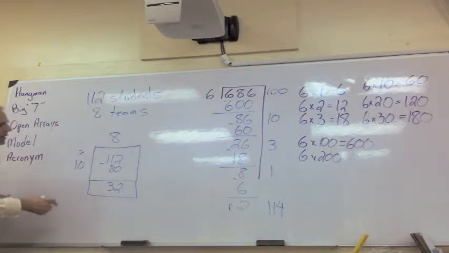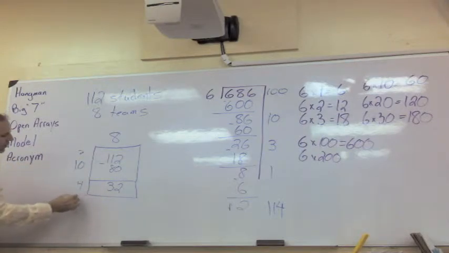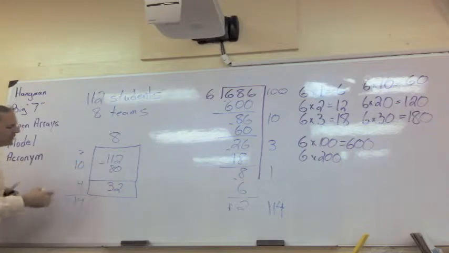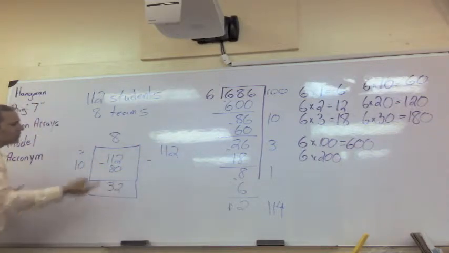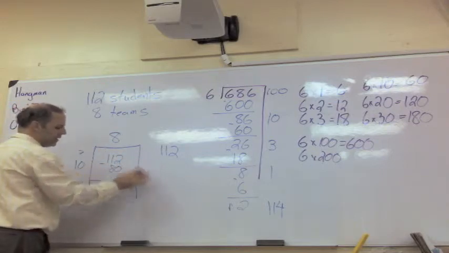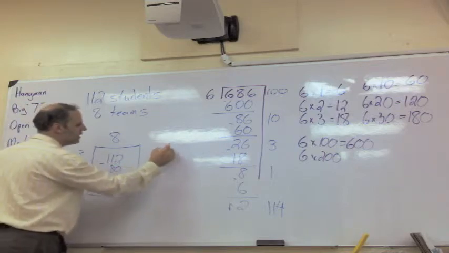A new array, because it's an open array. Now 8 times what? 8 times 4 is 32. We have 8 times a total of 14 is 112. And we can check that. I always have students, if you've introduced it, check that. So it is going to be 8 times our 14.